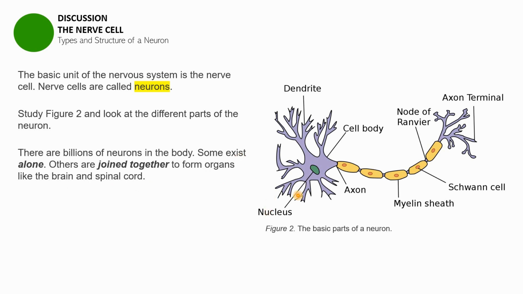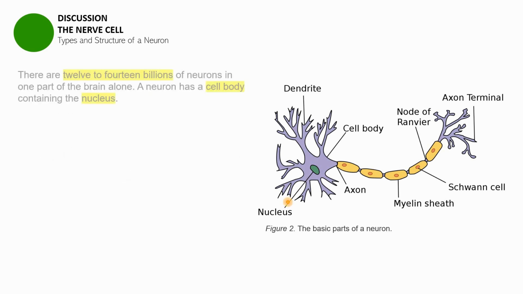And based on our definition of terms, when we say neurogenesis, that actually means the production of nerve cells. All right. Now there are around 12 to 14 billion neurons in one part of the brain alone. So that's actually so many neurons already, right?